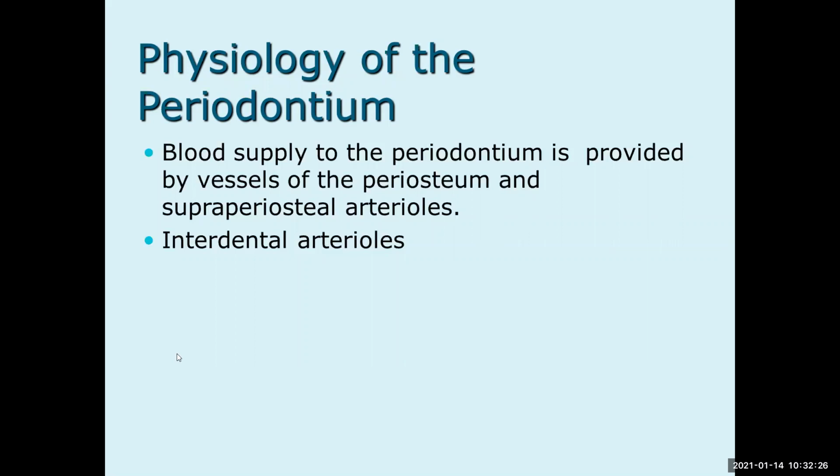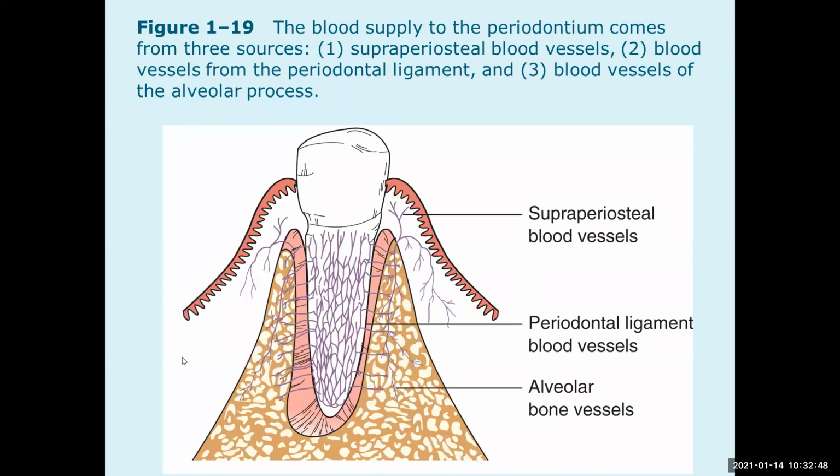The physiology of the periodontium. The blood supply to the periodontium is provided by vessels of the periodontium and supraperiosteal arterioles. The interdental arterioles as well. So you've got all of those tiny little blood vessels.